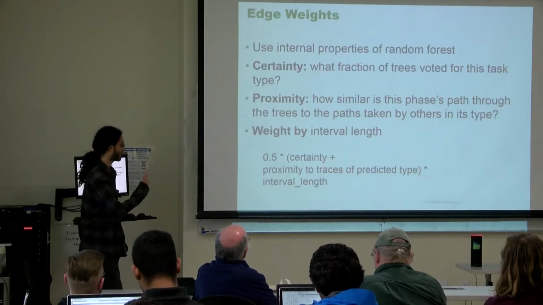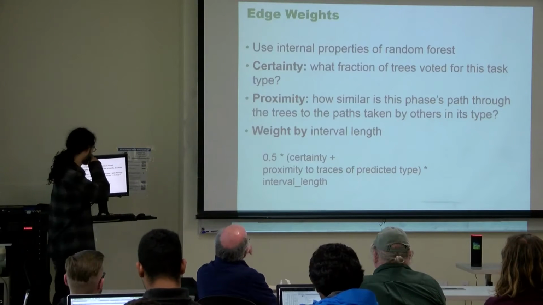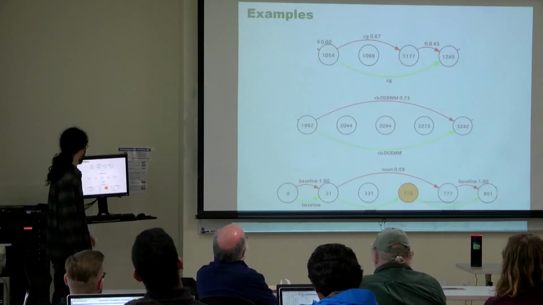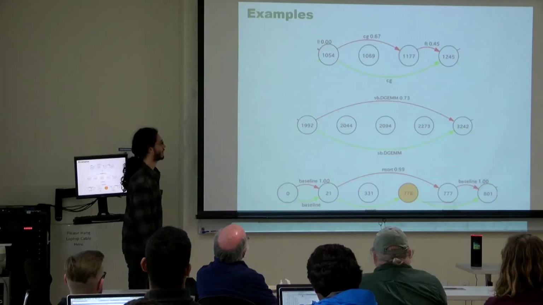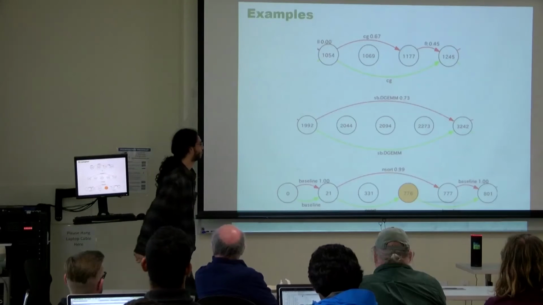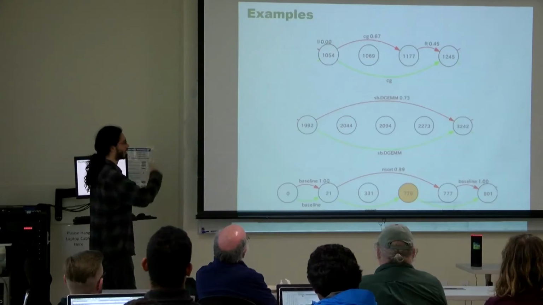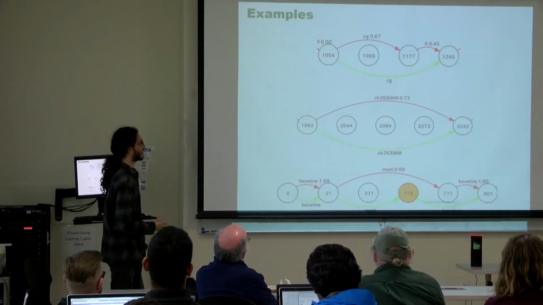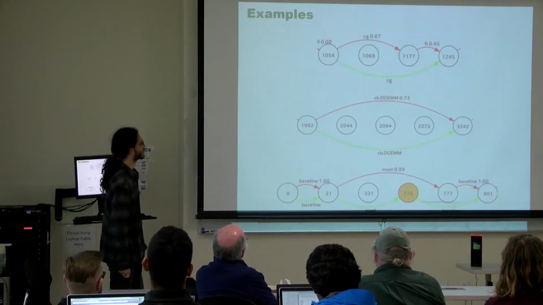Then we weight it by the interval length, so we have certainty plus proximity times the length. Then we turn this into a directed graph and run a longest path over it. In this, the green lines are the correct result, and the red lines are what the algorithm predicted. The number is the certainty, or the certainty plus proximity, attached.